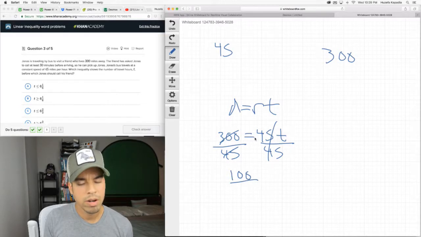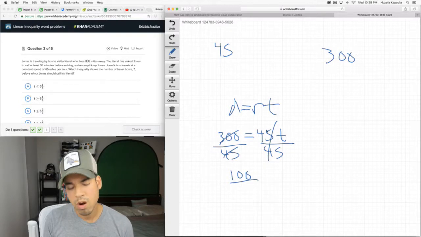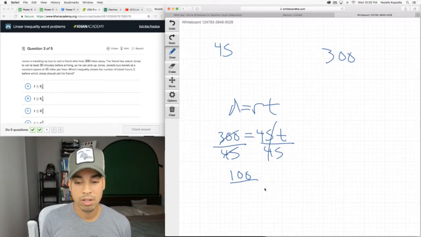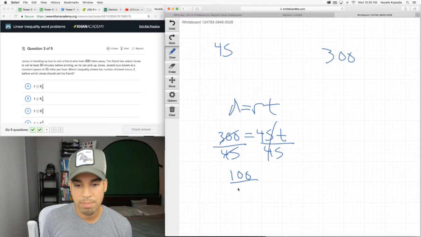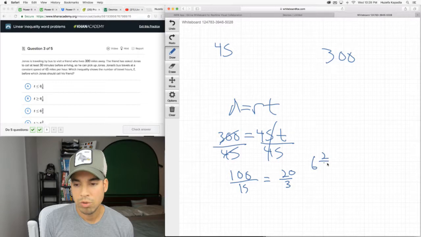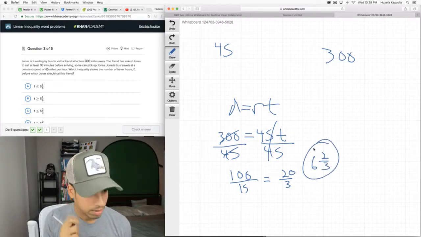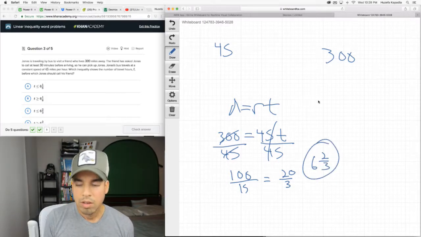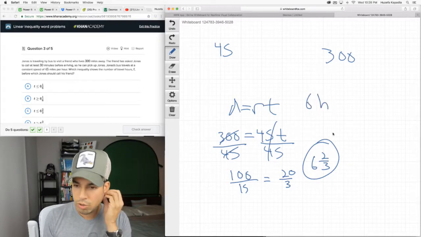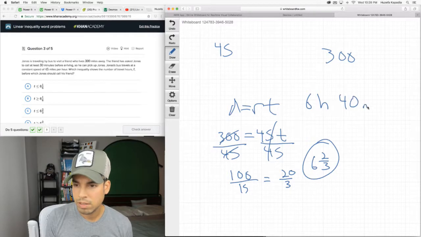We're going to worry about the inequality later. I just first want to calculate how much time this is going to take. So we divide the top by 3, bottom by 3, top by 5, bottom by 5, which is 20 over 3, which is 6 2/3. So 6 2/3 hours is how long it's going to take. But what is that in time? That means it's going to take 6 hours, and 2/3 of 60 minutes is actually 40 minutes.